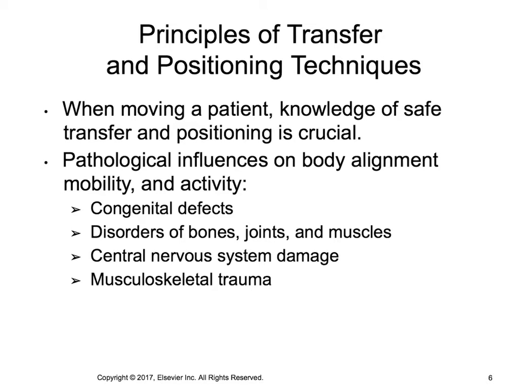Also, again, the pathological influences about body alignment, mobility, and activities. Again, congenital defects can also cause a problem such as scoliosis. It gives the body improper alignments, so it throws off their balance. Also, we have to think about disorders of the joints, the bones, the muscles, such as arthritis, osteoarthritis, inflammation of the joints, any kind of damages, and any type of musculoskeletal trauma that may have happened to our patients too. So we take all that into consideration with transfer and positioning our patients.